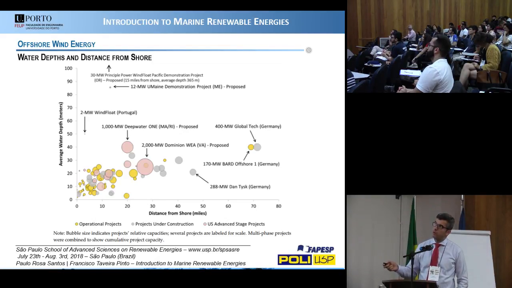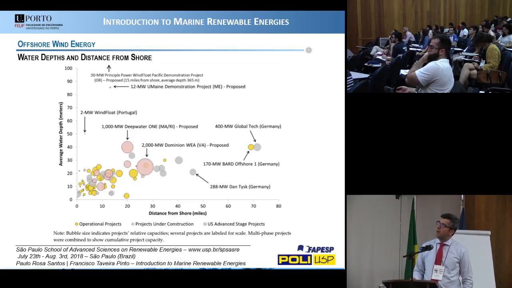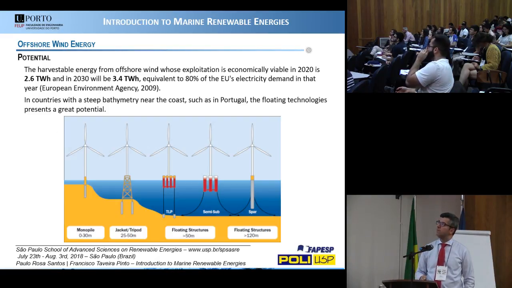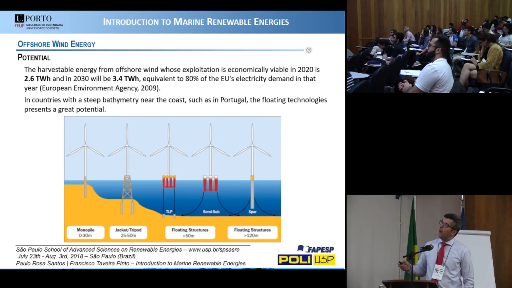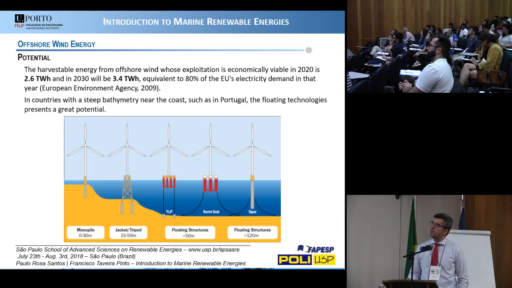So this is a demonstration project that ran between 2011 till 2016. 2 megawatts turbine, floating turbine, and here we have another project, if I'm not wrong, maybe nearby Norway. So the harvestable energy available is very high. You have here some figures. Some estimations for 2020 and 2030.